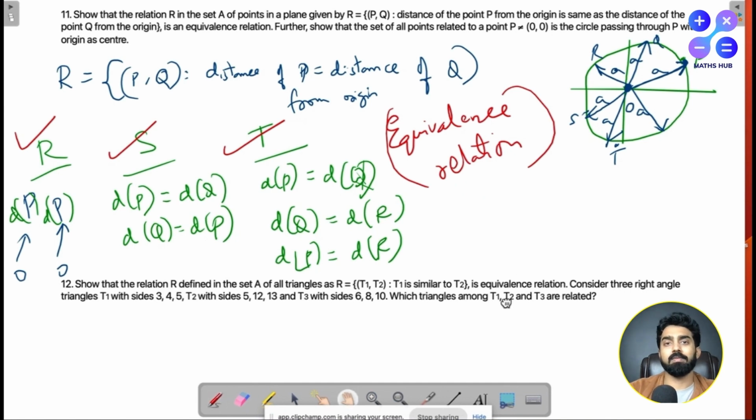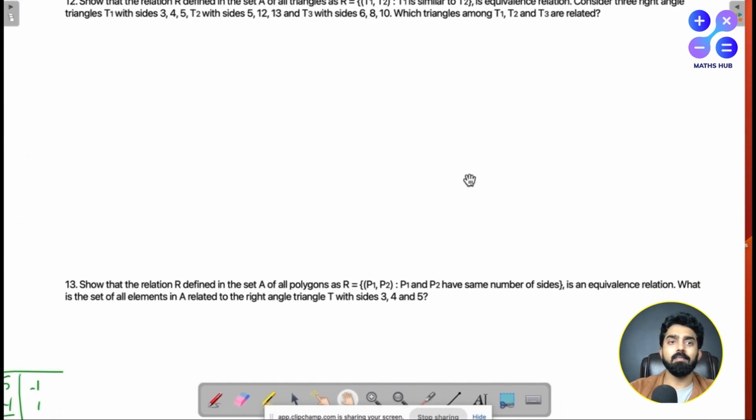Let's go to the next question. Show that the relation R defined in the set A of all triangles as R equals (T1, T2) such that T1 is similar to T2 is an equivalence relation. Consider three right angle triangles, T1 with sides 3, 4, 5, T2 with sides 5, 12, 13, and T3 with sides 6, 8, 10. Which triangles among T1, T2, T3 are related?